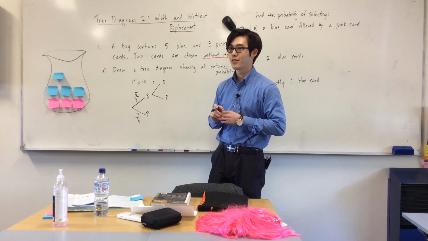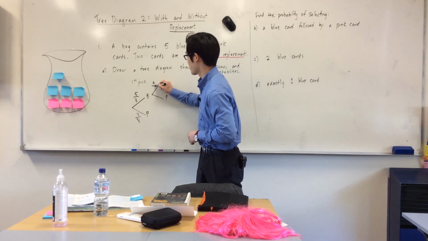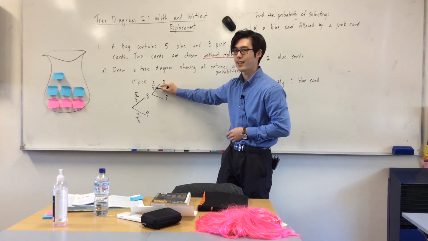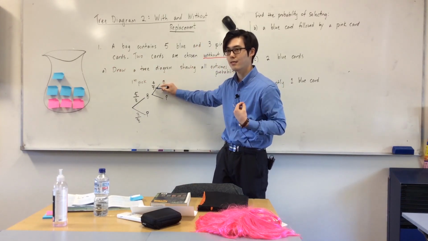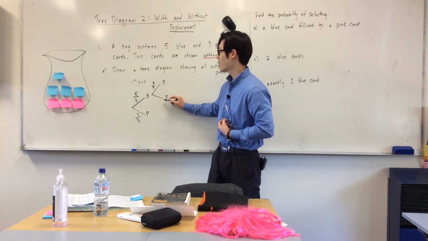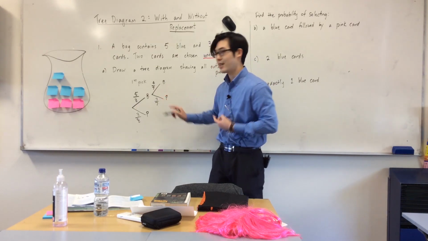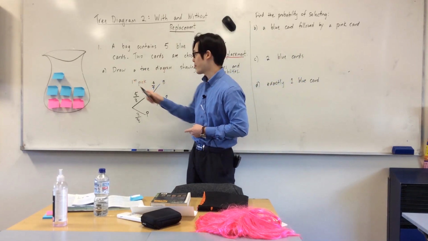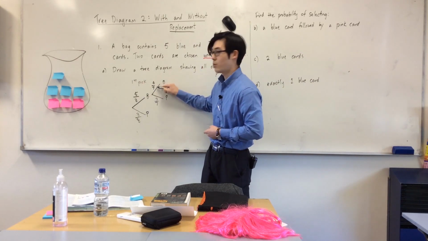It's not out of 8 anymore. 7. That's the reason why I want to actually show you the physical picture. That's the confusing part. It's out of 7 now because you chose one card out. Does that make sense? Now, how many pink cards are there though? 3 out of 7. So keep that in mind. That's what happens without replacement. When you don't replace for your second pick, your total gets reduced by 1.